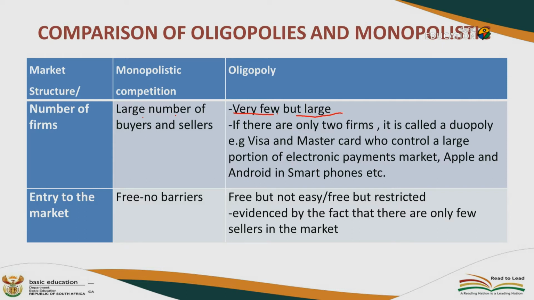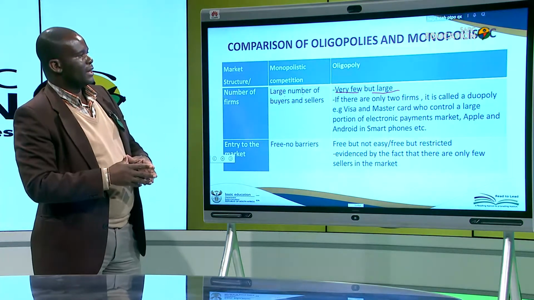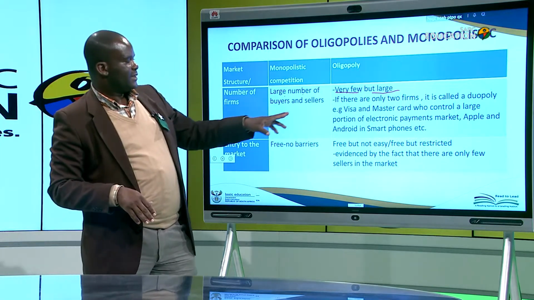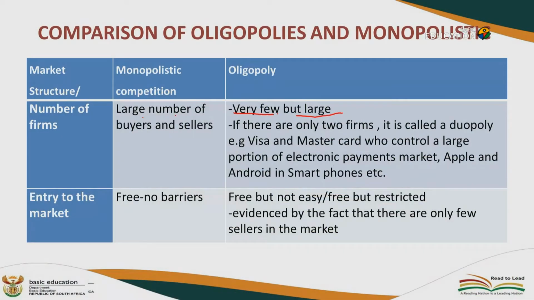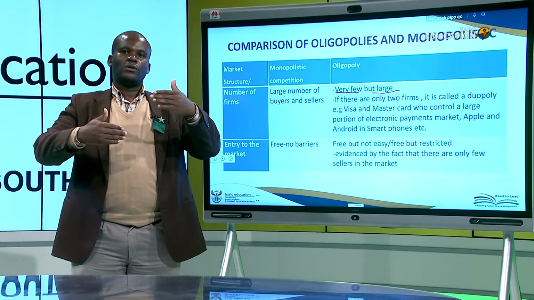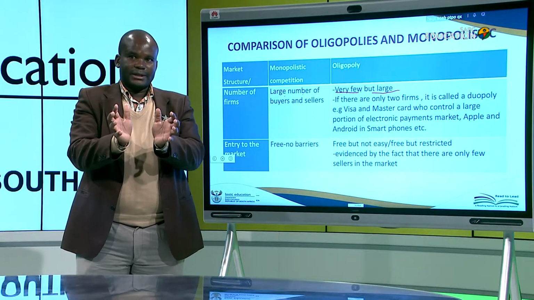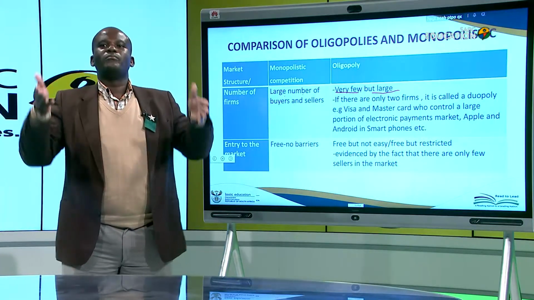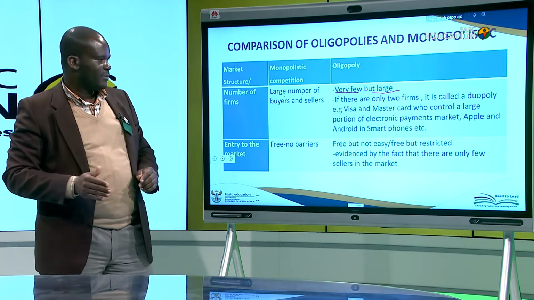Now, if there are only two firms in an oligopoly market, it is called a duopoly. Examples of duopolies are Visa and MasterCard, who control a large portion of electronic payments in the financial market, as well as Apple and Android in smartphones. They become duopolies because they control the largest market share in that market. So they become the two main players or the two main competitors in that market.